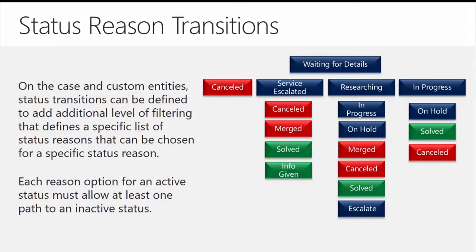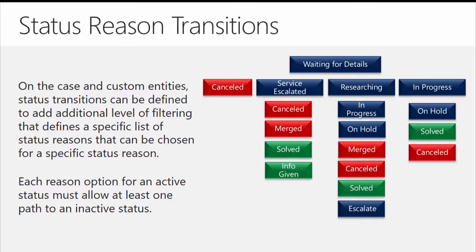already researched it. So what happens with these status reason transitions is you can define how people move from each one of those individual situations. And what's nice about this is you can define, okay, from an in progress standpoint, I can either put the case on hold, I can cancel it, or I can solve it. From a service escalated scenario, it's either been canceled, merged, solved, or I provided them info.